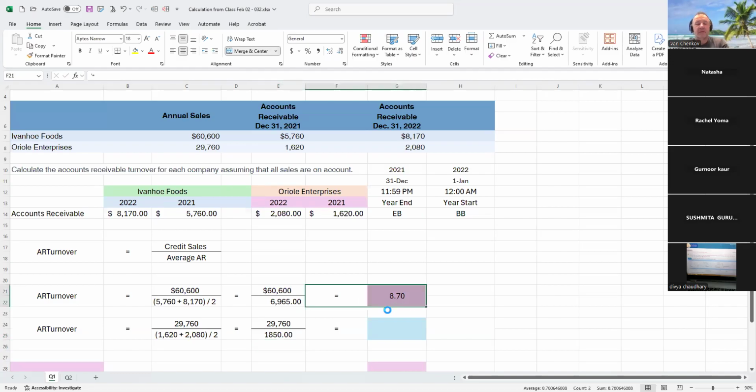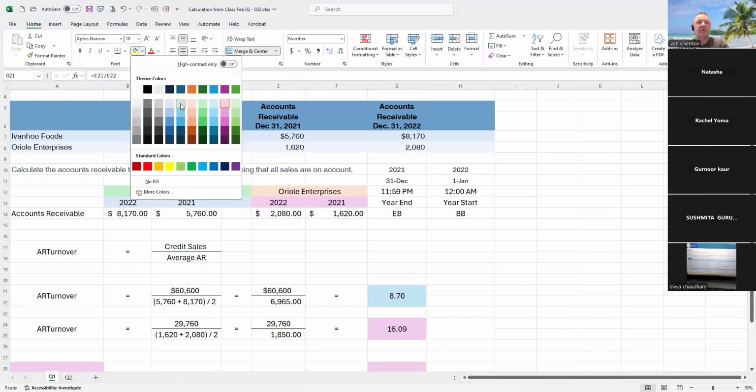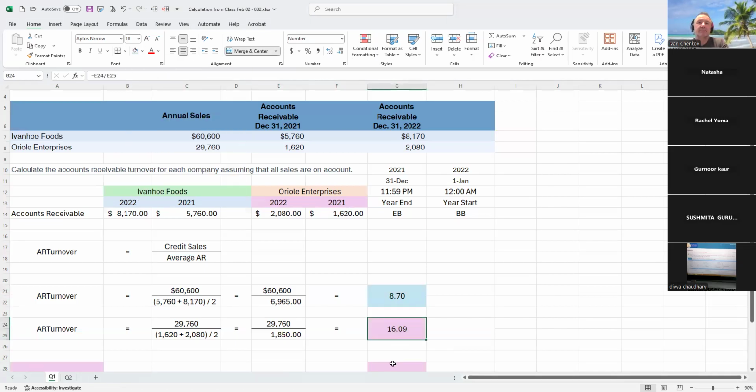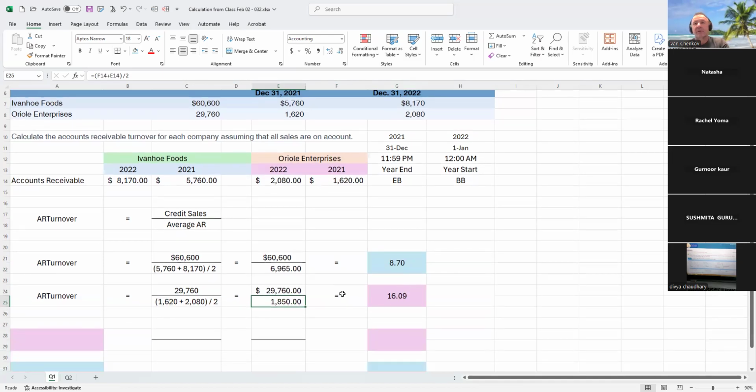So my calculation here will be... which company has a better number? And which company has a better number here? Which company do you want to be, the first one or the second one? What are you going to say? The second one, the 16.09. Right? So let's see how this is going to transfer to the next thing that we have to calculate.